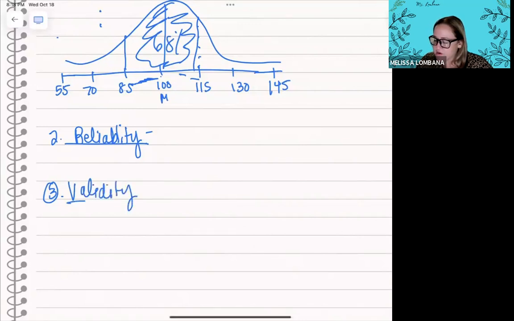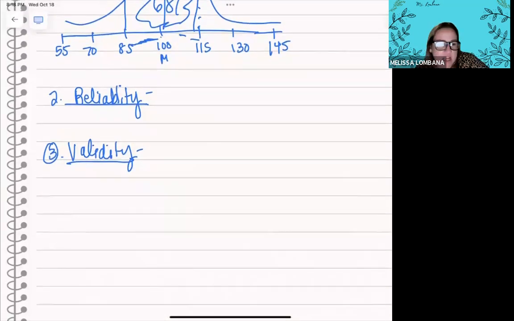Validity is the other one. And this is basically, is it testing what it's supposed to test? So validity: is it valid? When we have our Unit 5 test, is it going to be valid? Am I testing you on what you're supposed to know? That is going to be validity. Now, there are different types of validity, and we're actually going to go a little bit into that in class, but just write it down for now.